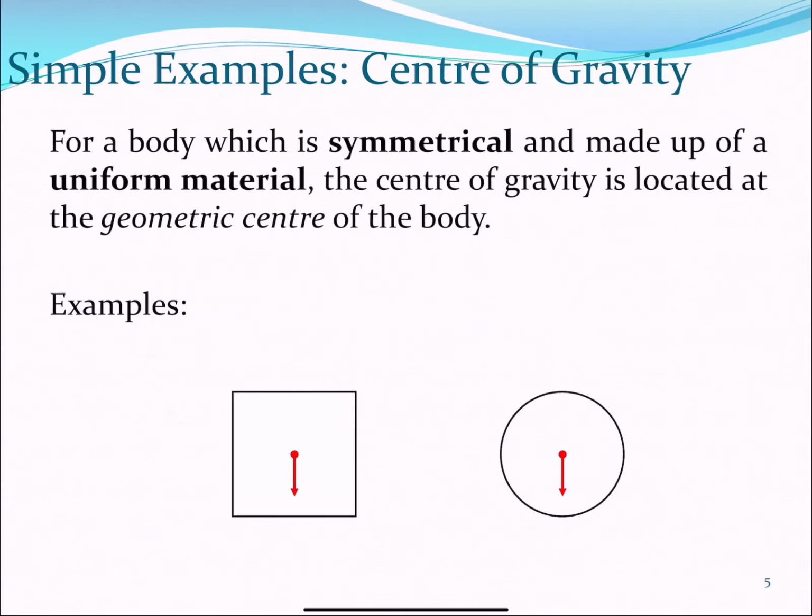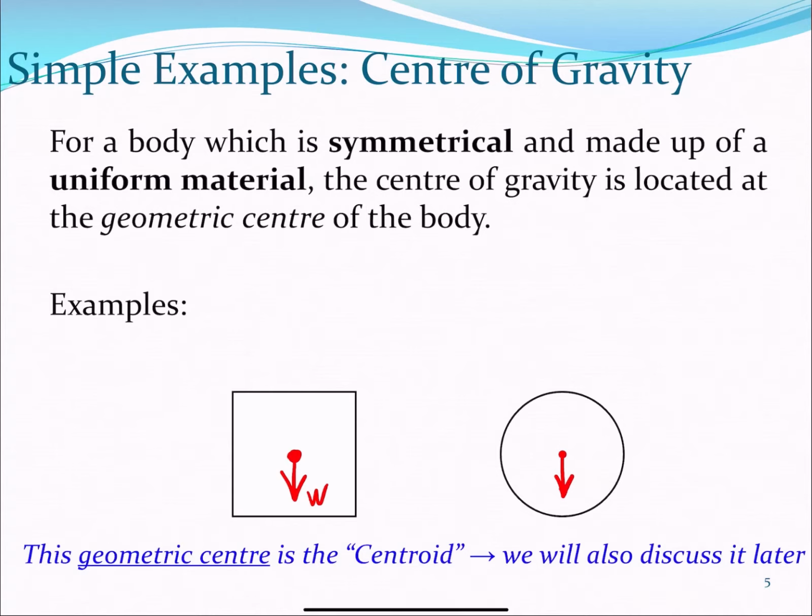Now, if the body is symmetrical and made of uniform material, so the same material everywhere, the center of gravity is located at the geometric center of the body. For example, for a squared shape, the place where the weight appears to be concentrated and passes is just at the centroid. For a circle, in the same way, at the center of the shape, right. Now, this geometric center, another word for it, is the centroid, right? We are going to discuss it later.